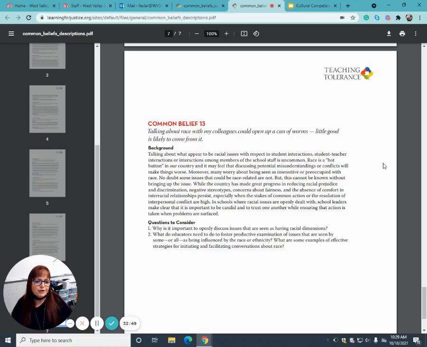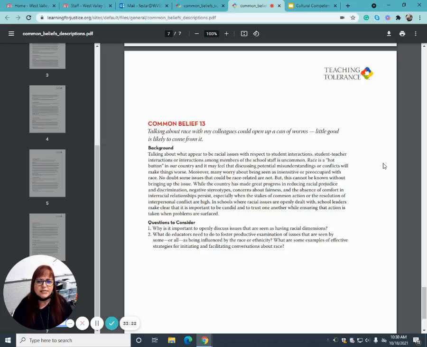While the country has made great progress in reducing racial prejudice and discrimination, negative stereotypes, concerns about fairness, and the absence of comfort in interracial relationships persist, especially when the stakes of common action or the resolution of interpersonal conflict are high. In schools where racial issues are openly dealt with, school leaders make clear that it is important to be candid and to trust one another while entrusting that action is taken when problems are surfaced.